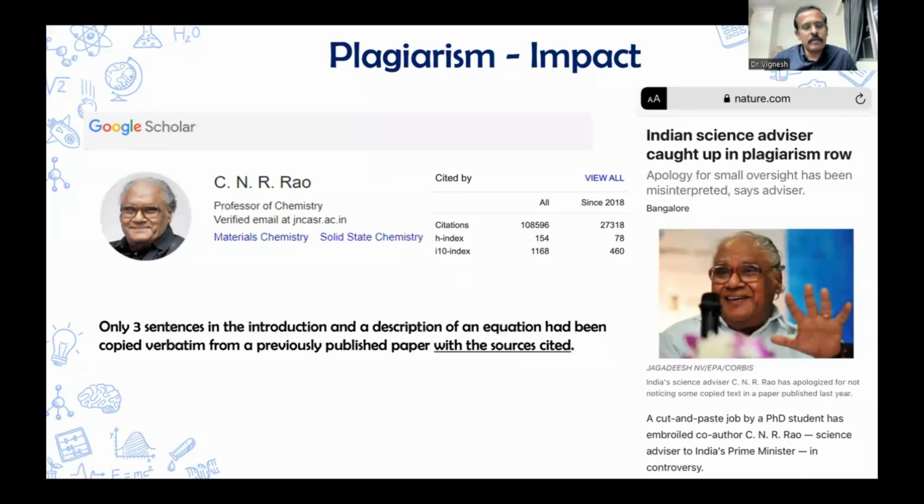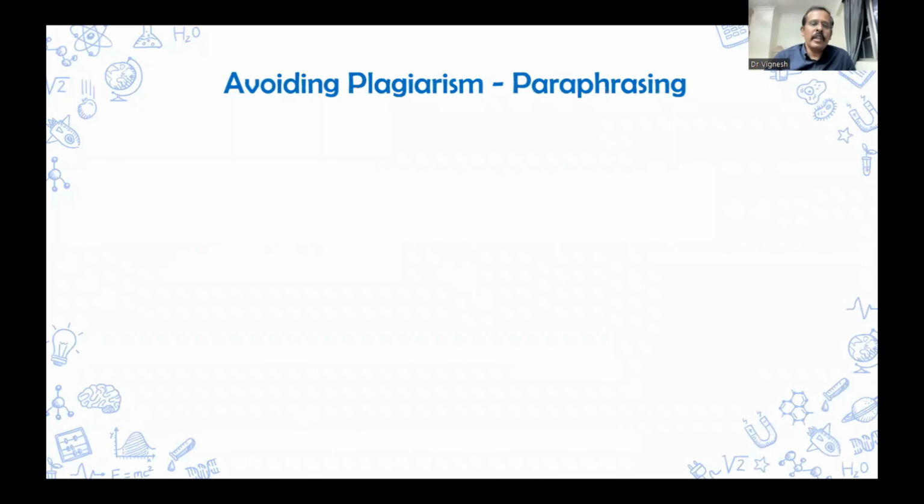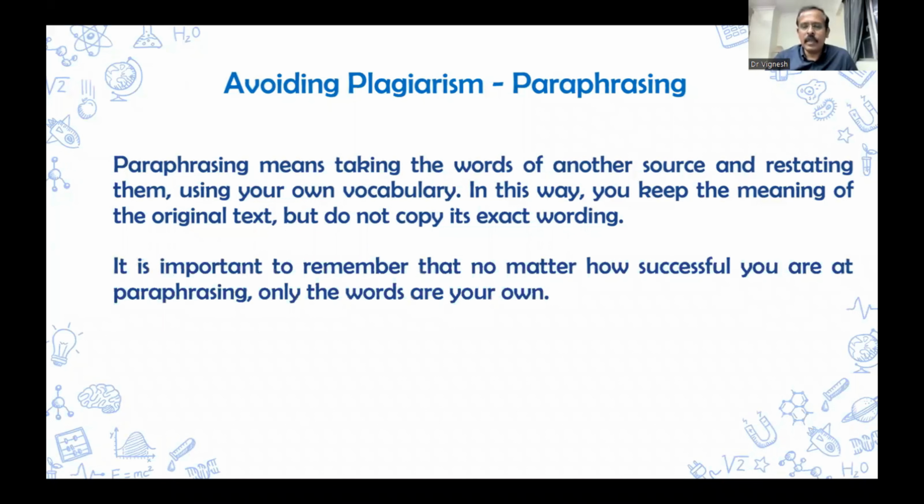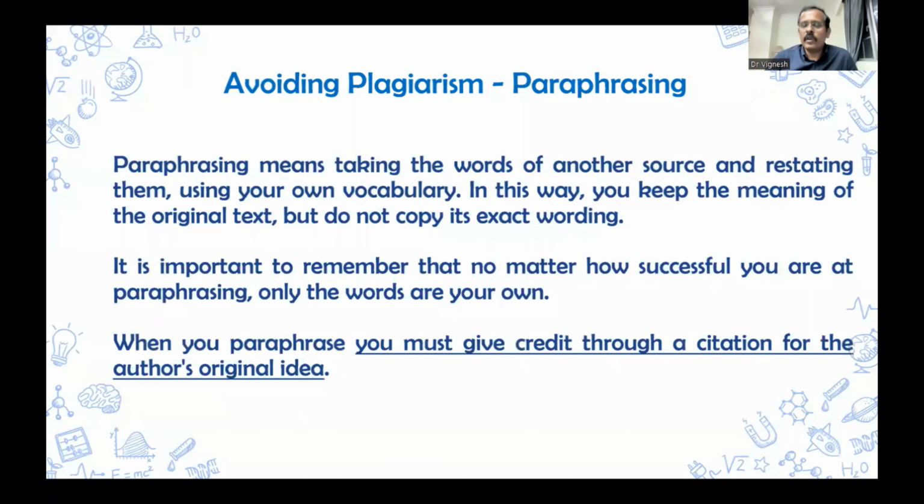So what this PhD student should have done is, he should have paraphrased, and of course he should have given credits. So to avoid plagiarism, we can do some paraphrasing. Paraphrasing is nothing but restating using our own words. So the meaning of the original text has to be intact, but we are not copying word by word. But no matter how successful we are at paraphrasing, only the words are our own, but the ideas and everything is the author's. So the credit has to be given.